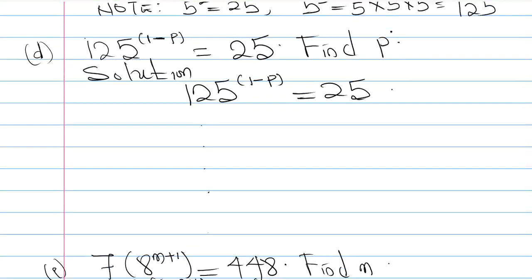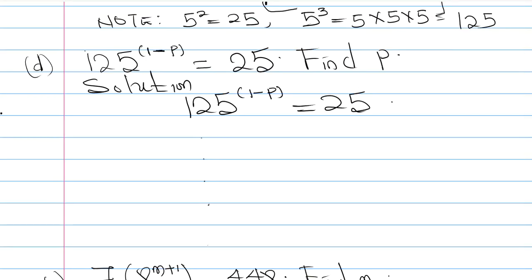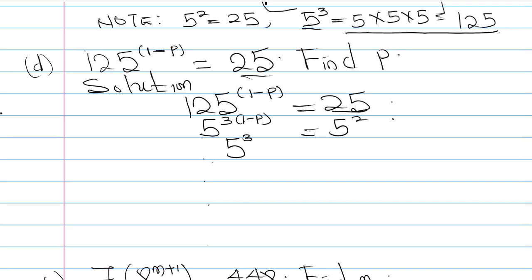Now let us move to the next question. If 125 raised to power 1 minus p equals 25, find p. Don't forget what I said: 5 raised to power 3 is equal to 125. Just put 5 raised to power 3 into 1 minus p, equal to 25, which is 5 raised to power 2. We can have 3 times 1, 3, and 3 times minus p, minus 3p, equal to 5 raised to power 2.